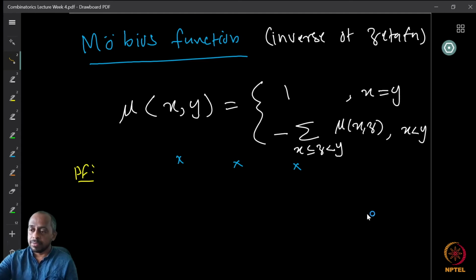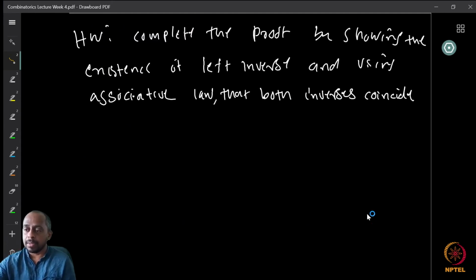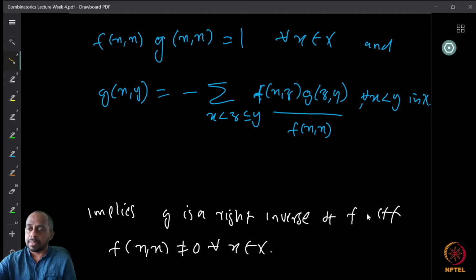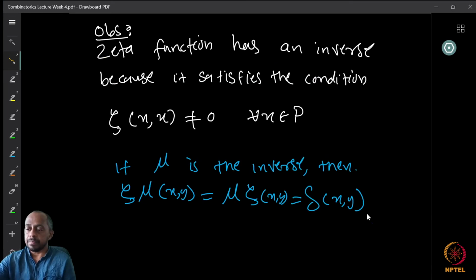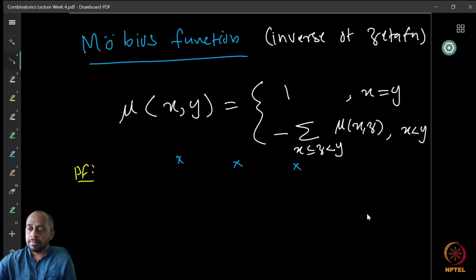Now why is this? If you look at the definition of the inverse here, the inverse looked something like this, right? g of xy is equal to minus summation f of xz g of zy divided by f of xx. Now, similarly, using that definition, we can try to see why this should be the case for mu, the Mobius function. So how do you prove this?